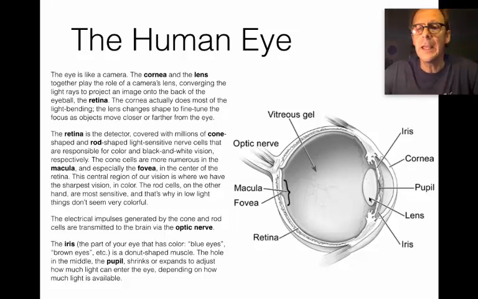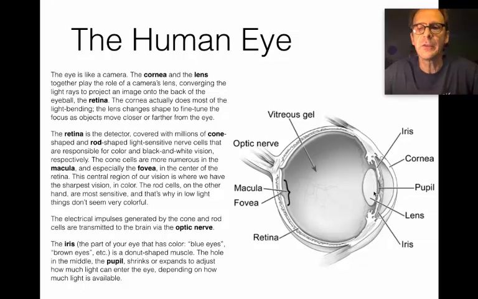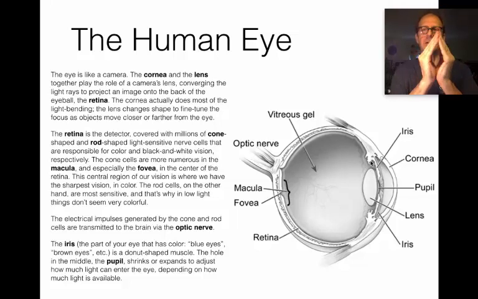What the lens does is it fine-tunes the focus. As objects move farther from you or closer to you, you have to adjust the focus. And that is what the lens does. The lens can change its shape. There are muscles on the side and little ligaments attaching the muscles to the lens that allow the lens's shape to be stretched or allowed to fatten.